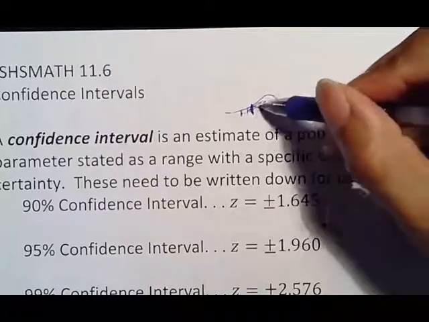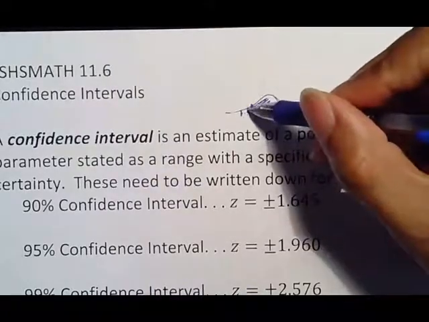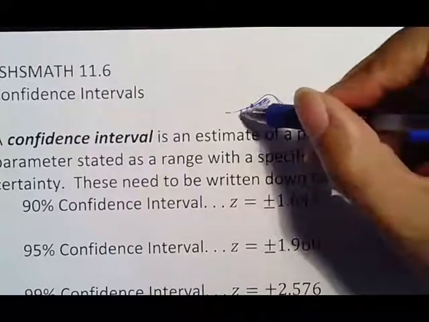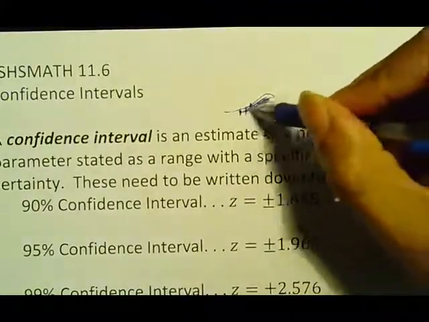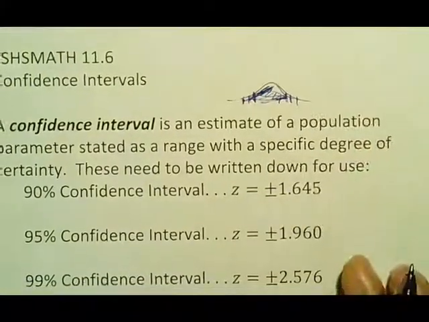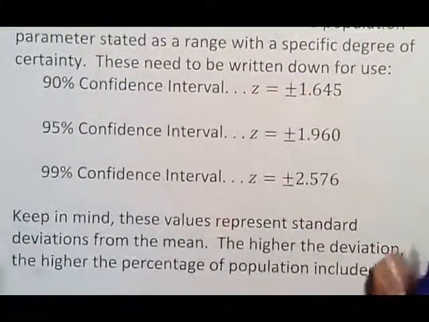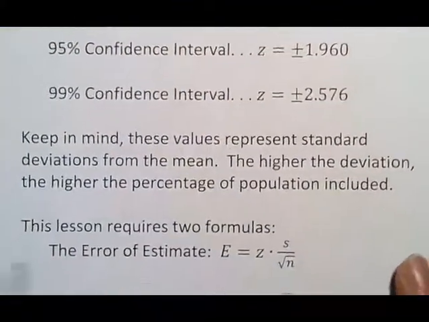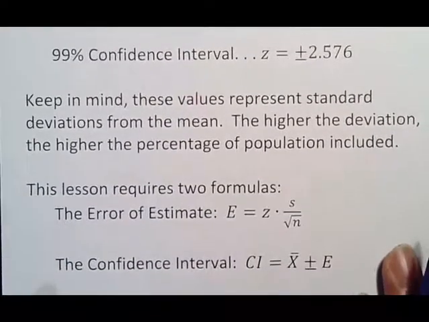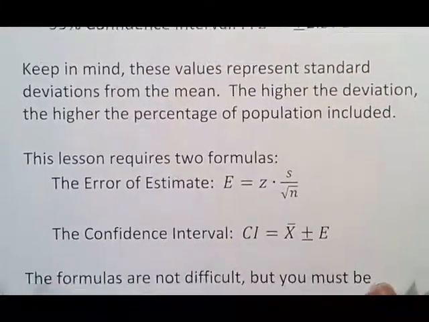Let's just imagine that's 90%, so you have that area. That would be more area, which would be your 95%, and then that would be your 99%. So if you wanted to catch more people, then you use a bigger standard deviation. That way your curve gets a little bigger. Again, keep in mind the standard deviations from the mean. The higher the deviation, the higher the percentage of population included.